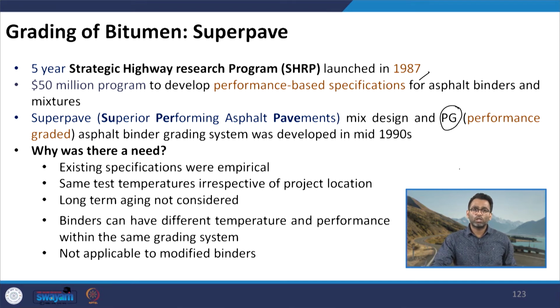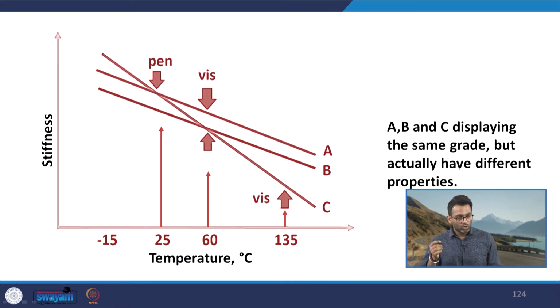Another point which was noted was that the previous specifications were mostly applicable for unmodified binder. For example, if you talk about the experimentation, we have discussed that if polymer modified binders or crumb rubber modified binders are used in a capillary tube, they can choke the tube and give you unrealistic results. So, these issues were identified, which necessitated developing a better grading system, and which resulted basically in the Superpave grading system.